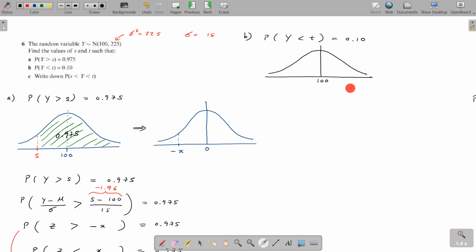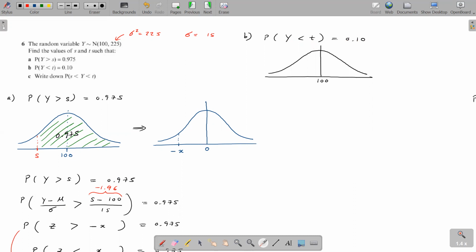Is T behind 100 or bigger than 100? Now, how do you shade the area? You're supposed to shade Y less than T. Less than means you have to shade the area to the left side. Y less than T, the area you're shading to the left side is 0.1. So guys, if you're shading an area of 0.1, 0.1 is smaller than 0.5, so that means you're only shading a small portion.